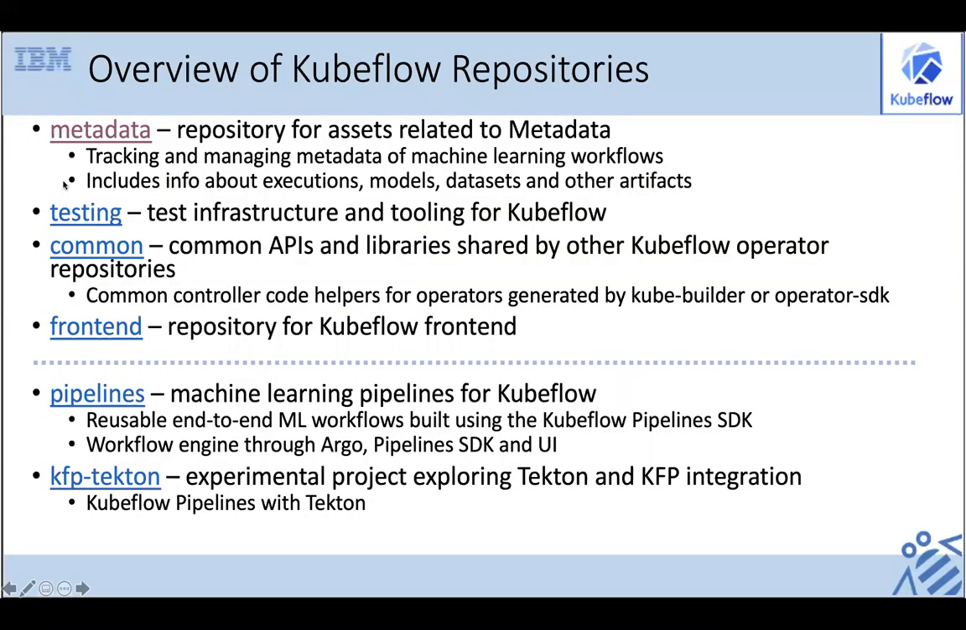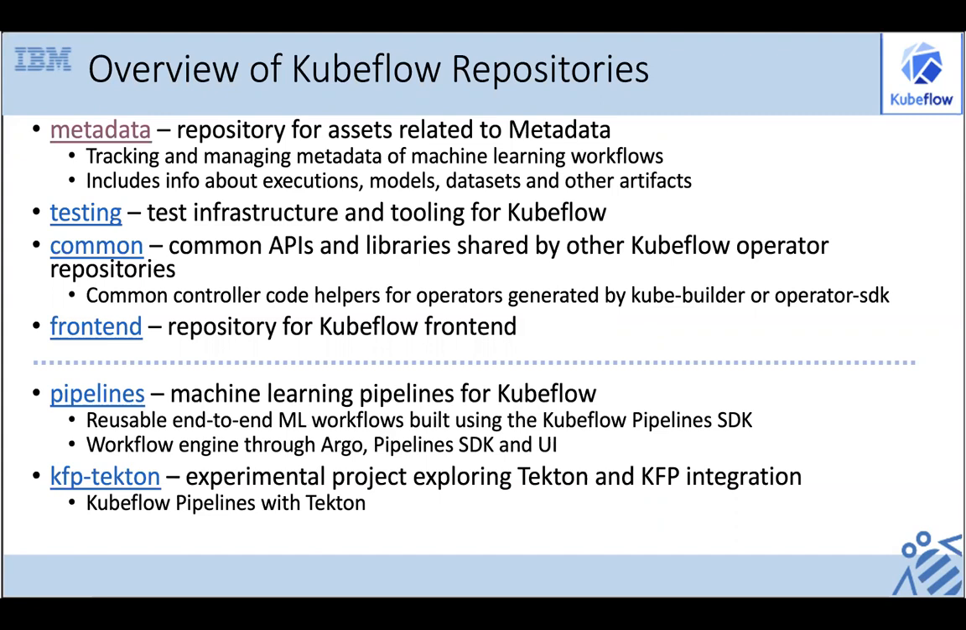So the next repository is testing. This mostly contains just the end-to-end and CI test infrastructure. Most of the time we don't really need to bother about this unless something is broken, and then you might want to take a look at the testing and see if anything related to the end-to-end test is useful in this case. And the common repository is just a set of common Golang libraries to be used by different Kubeflow projects.